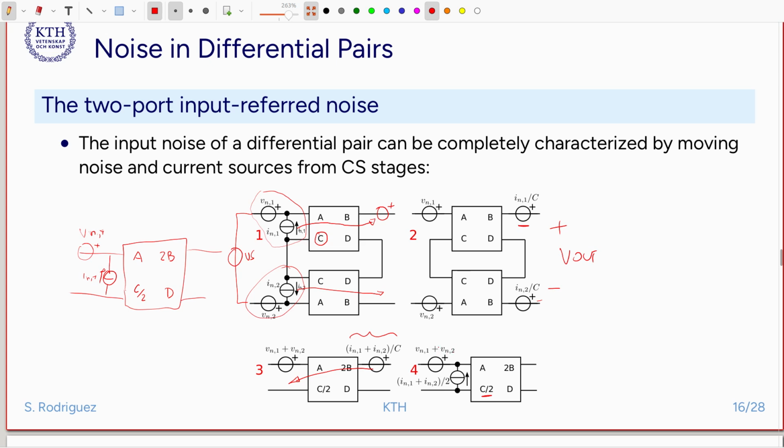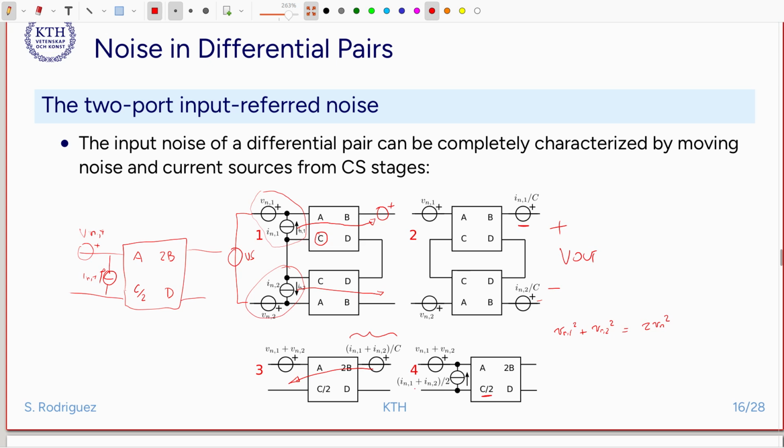If they are the same, when we square these ones, it will be Vn1 square plus Vn2 square. They are totally uncorrelated, they are different transistors, but if they are biased with the same current and they are exactly the same size, then this will be equal to 2 times the noise of one block.